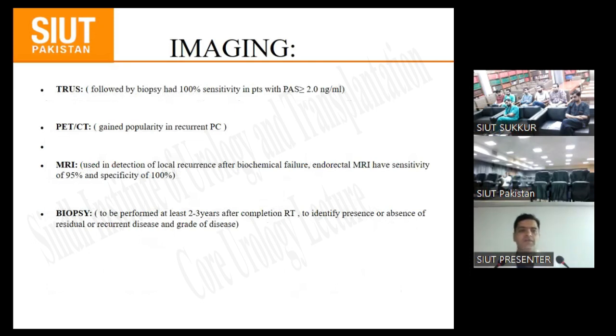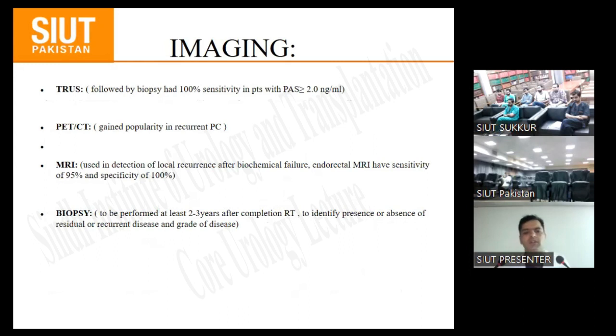Now, imaging. TRUS followed by biopsy had 100% sensitivity in patients with PSA equal to or more than 2 nanogram per ml, but CT gained popularity in recurrent prostate cancer. MRI is used in detection of local recurrence after biochemical failure, and MRI has a sensitivity of 95% and specificity of 100%.